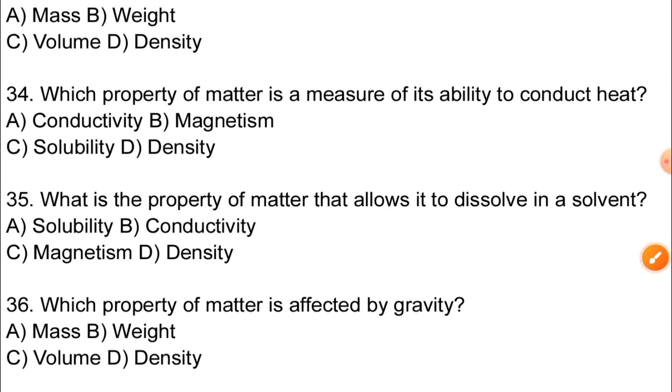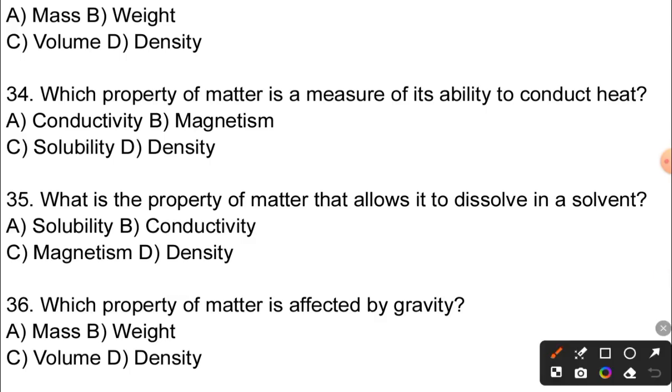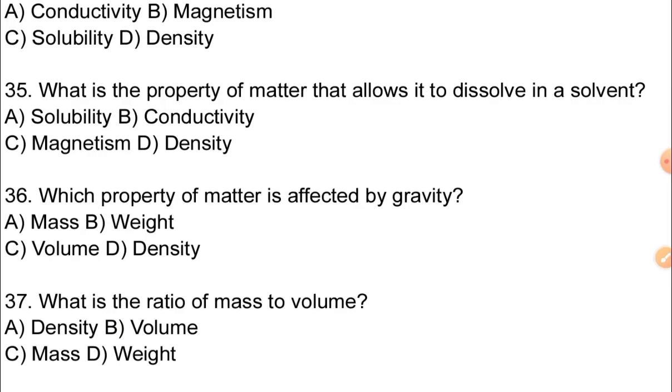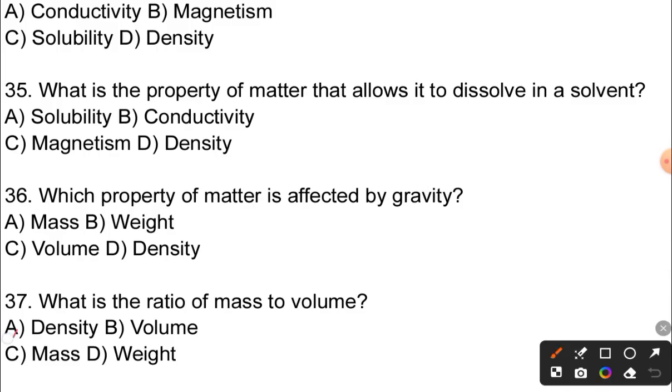36. Which property of matter is affected by gravity? Mass, weight, volume, density. 36, our answer is B. What is the ratio of mass to volume? Ratio of mass to volume is density, A.